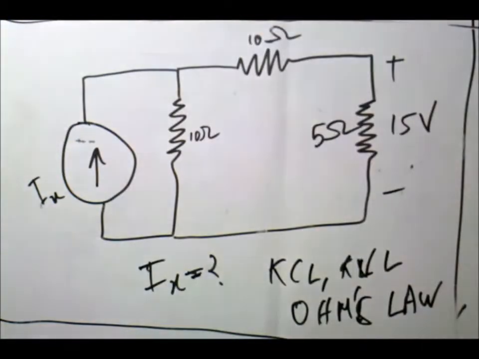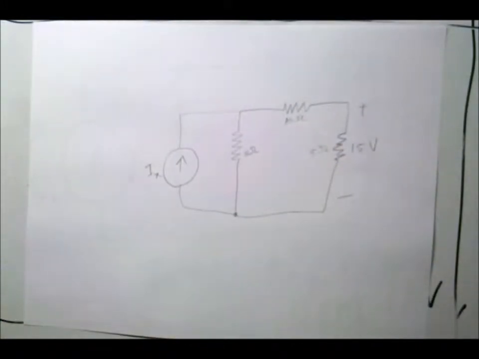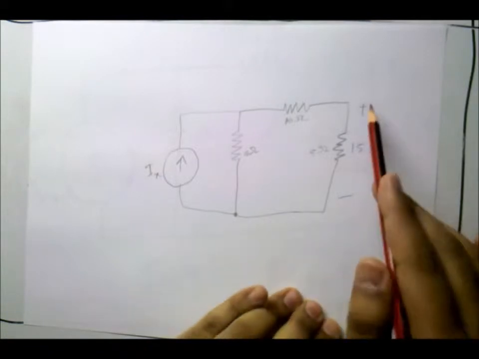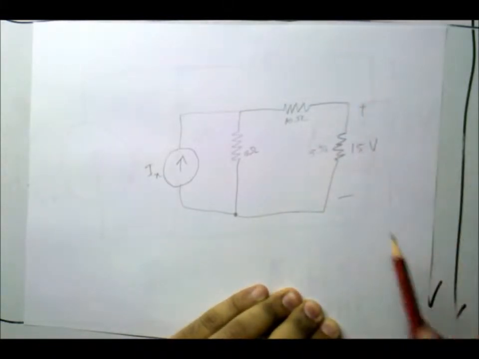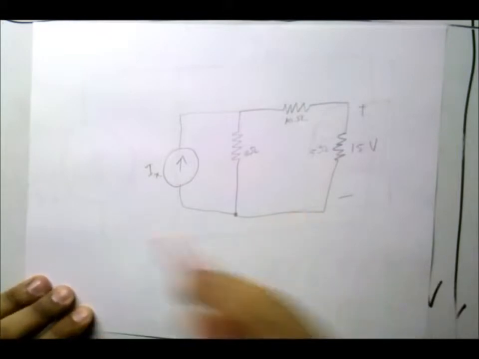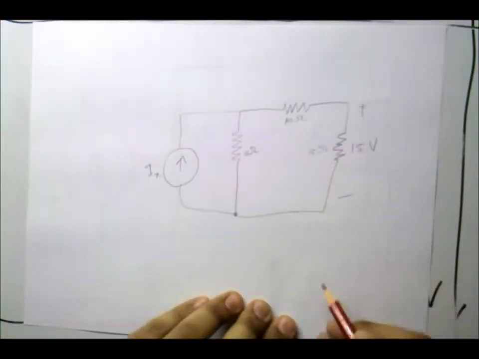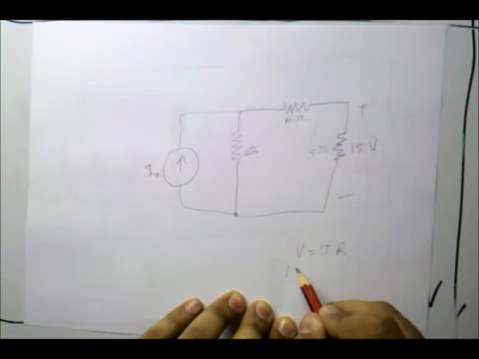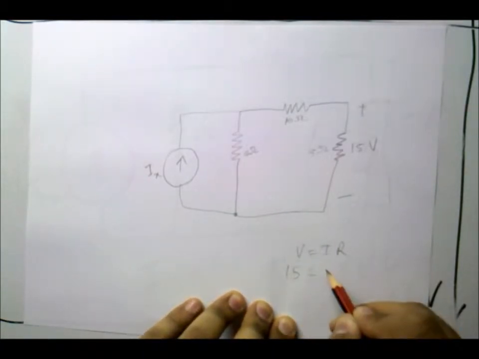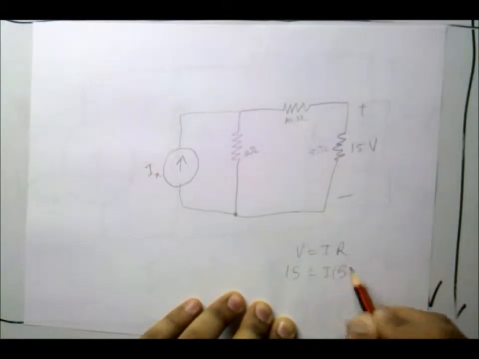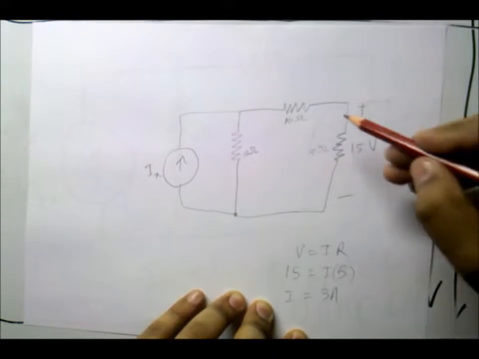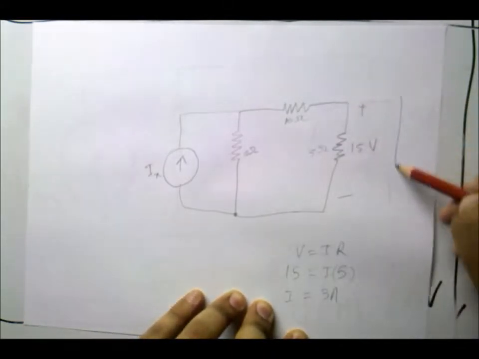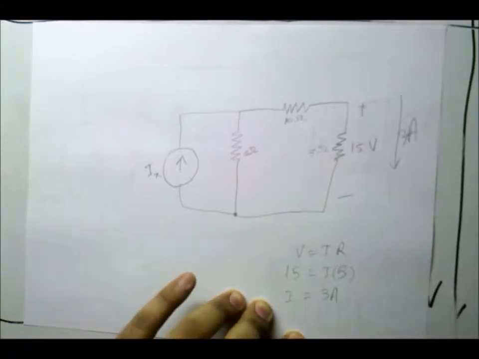So let's take a look at this problem. We have the circuit over here in the middle. We look at this resistor first and analyze it using Ohm's law. Ohm's law says V is equal to IR. So 15 is equal to I times 5, so I will be equal to 3 amperes. So the current flowing through this is 3 amperes.